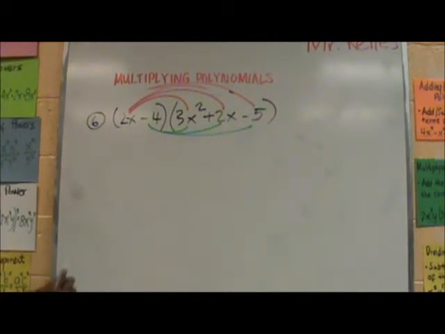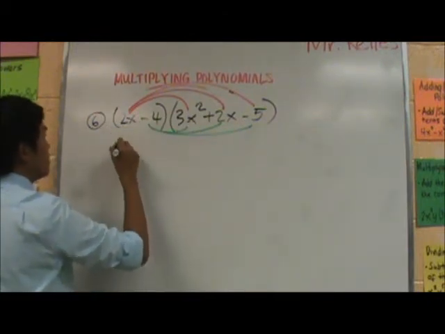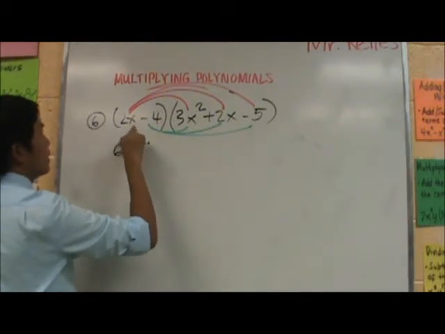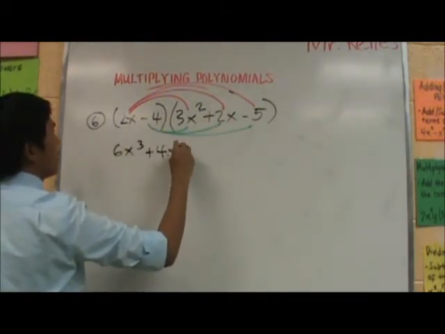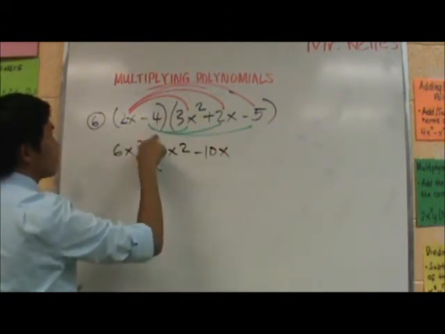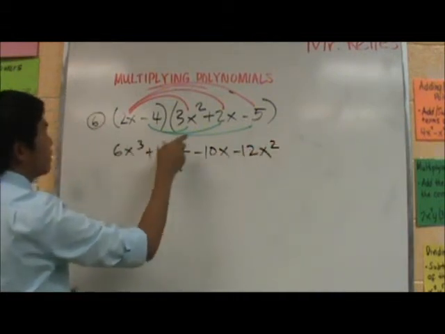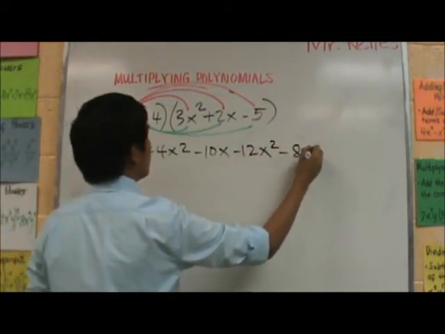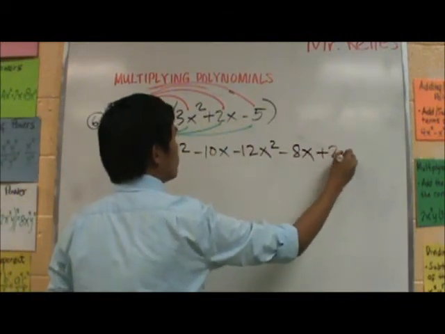Now I'll go ahead and solve it for you really quick, so we can be done with this one. So 2x times 3x squared is 6x cubed. 2x times 2x is plus 4x squared. 2x times negative 5 is negative 10x. Negative 4 times 3x squared is negative 12x squared. Negative 4 times 2x is negative 8x. Negative 4 times negative 5 is positive 20.